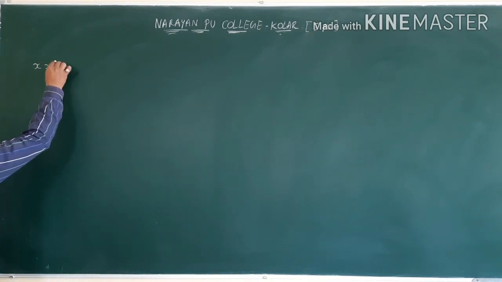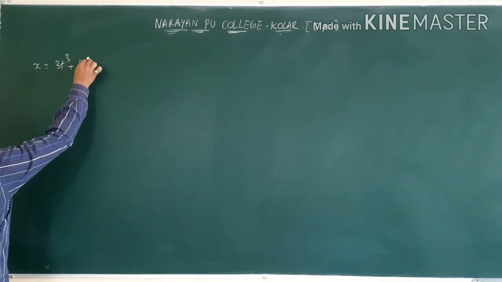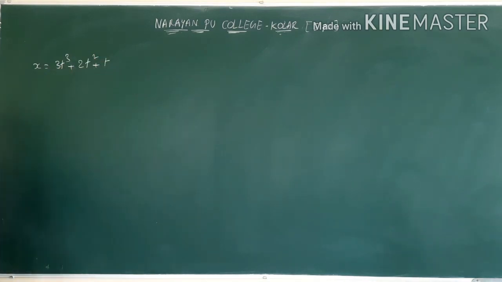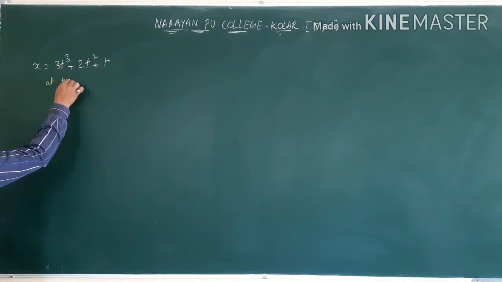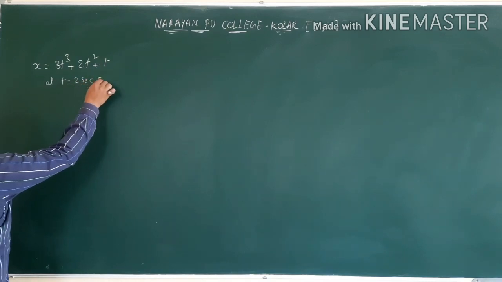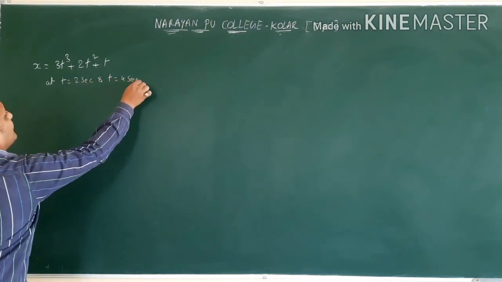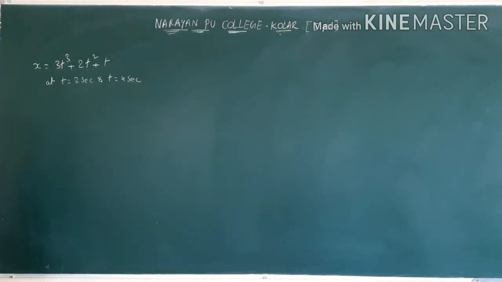I gave x is equal to 3t cube plus 2t square plus t. Position is changing with respect to time. Here x is position, t is time. Then I gave time t is equal to 2 seconds and time t is equal to 4 seconds. I told you to find velocity or speed and average velocity.